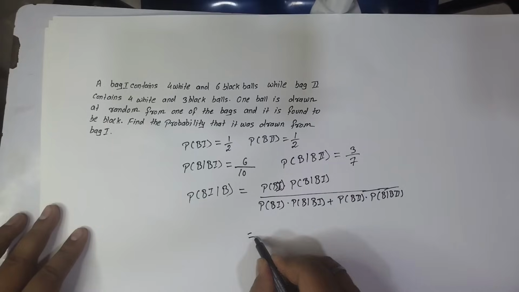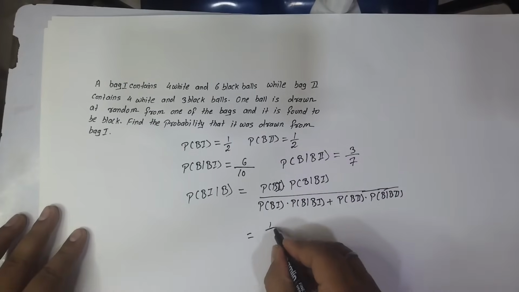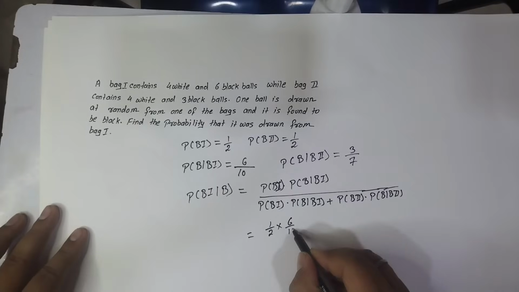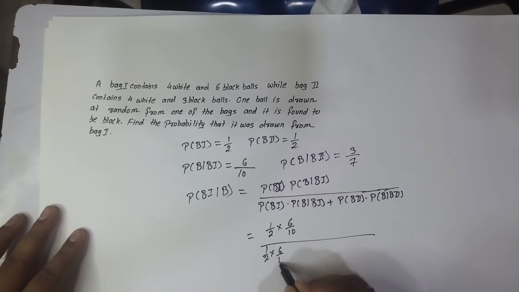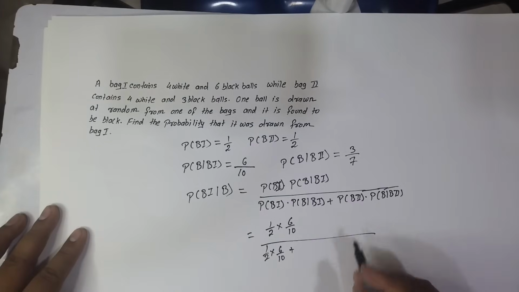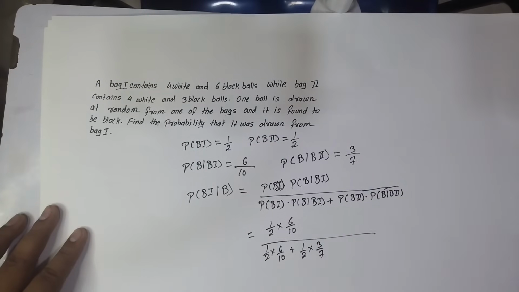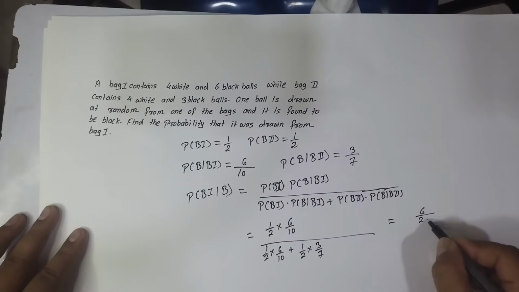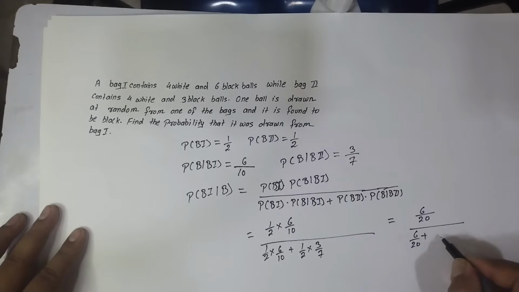So this will be equivalent to, what is the probability of bag 1? It's half. 1 by 2 into 6 by 10, divided by 1 by 2 into 6 by 10 plus bag 2, 1 by 2 into 3 by 7. It is 6 by 20 divided by 6 by 20 plus 3 by 14.